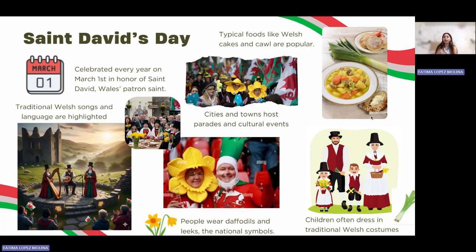On this day, people sing Welsh songs, and also people wear daffodils and leeks, because they are national symbols of Wales. Also, the children wear traditional Welsh clothes, and in this photo we can see those clothes. Cities hold parades and cultural events on this day. Also, people eat Welsh cakes and cawl, which is a traditional soup.